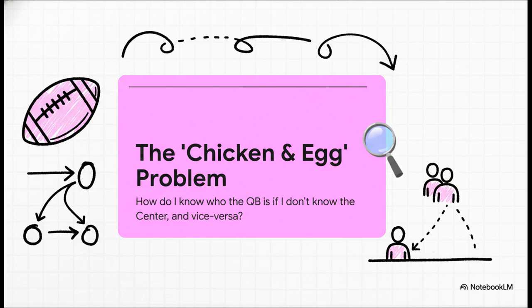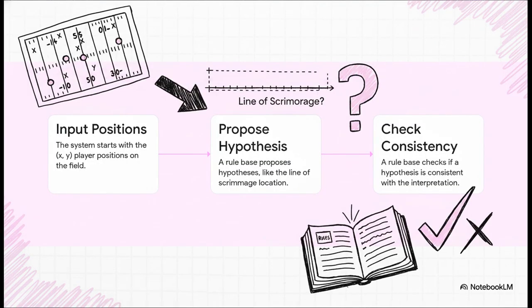Where do you possibly begin? Their solution to this was just so clever and logical. They decided to forget about motion for a second and just solve it like a static logic puzzle. Here's how it worked. First, the system would get the starting XY coordinates for all the players on the field. Then it would basically make an educated guess, a hypothesis. It'd say, okay, what if this is the line of scrimmage?